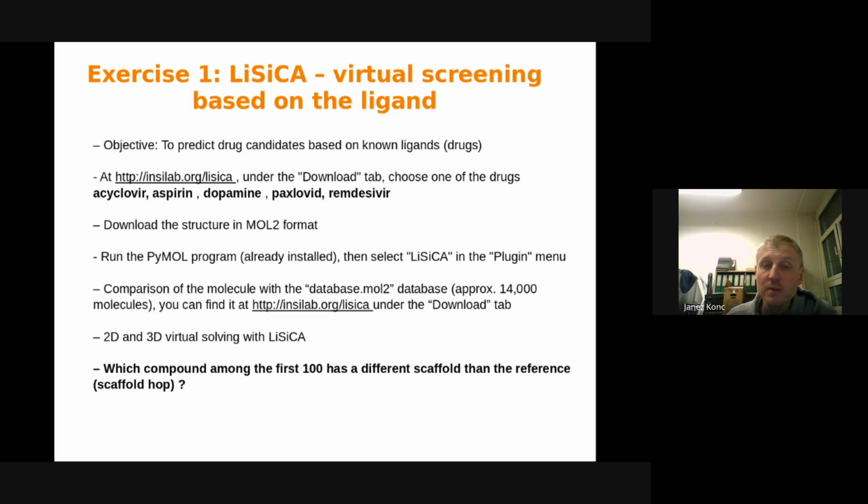We're going to run the PyMOL program with the LiSiCA plugin already installed and do a small comparison of our molecule against the example database of about 14,000 molecules, which is going to be very quick, as you will see. We are going to try 2-dimensional and 3-dimensional virtual screening using our LiSiCA software. I hope this will work.